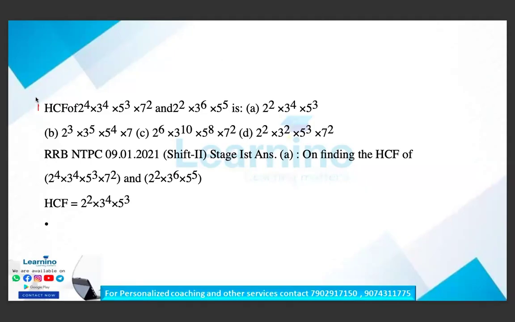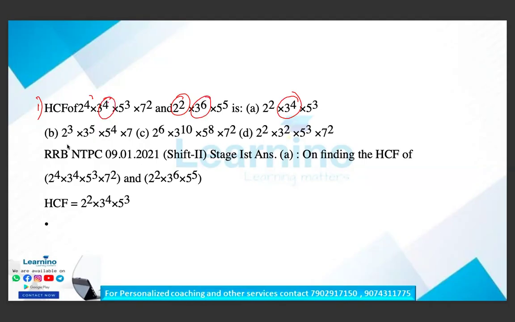HCF of 2 raised to 4 into 3 raised to 4 into 5 raised to 3 into 7 raised to and 2 raised to into 3 raised to 6 into 5 raised to 5 is. So, on finding the HCF of these two numbers, we take the highest common factors. We will get 2 raised to 2, which is a common factor, and 3 raised to 4 is a common factor from these.